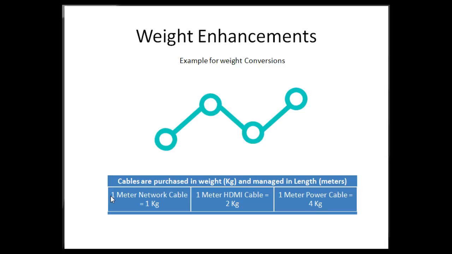A meter inventory UoM is defined for each item. Each meter unit has a different weight. 1 meter of network cable weighs 1 kg, 1 meter of HDMI cable weighs 2 kg, 1 meter of industrial power cable weighs 4 kg. All these items are related to the cable unit of measure group. We will use these items as examples to demonstrate the weight unit of measure conversion.